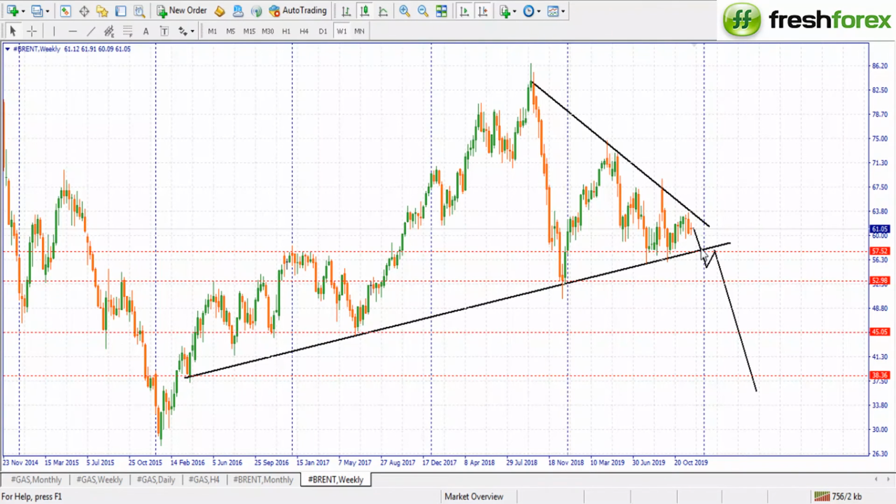Or if it bounces off from the same trend line, I mean this trend line here, then we do expect price to proceed up, then retrace down before we proceed to the upper side. So if we are to go up, these are the levels to look for.